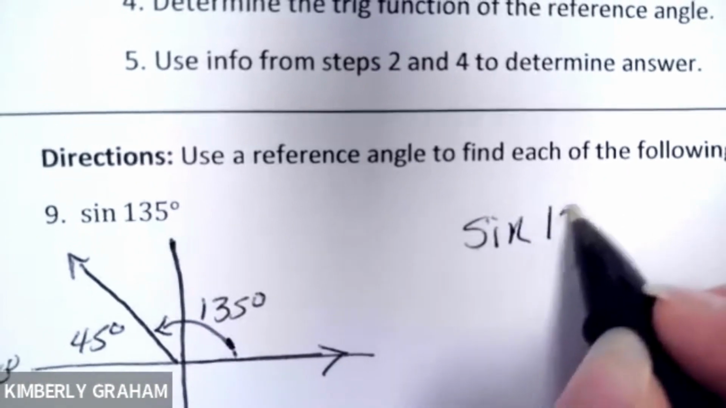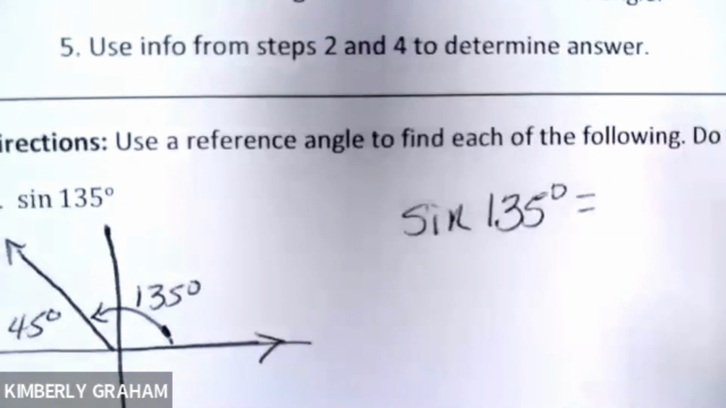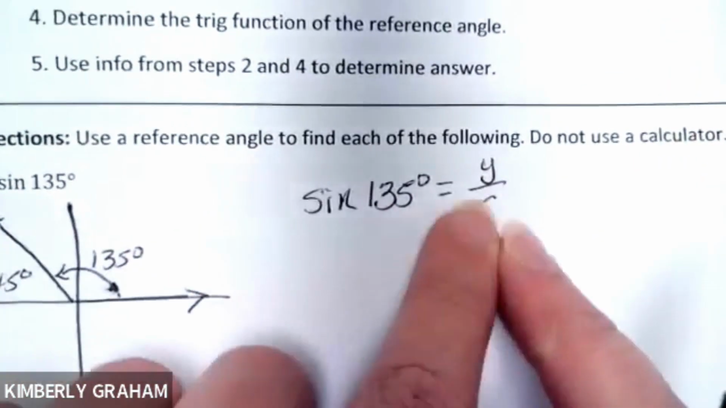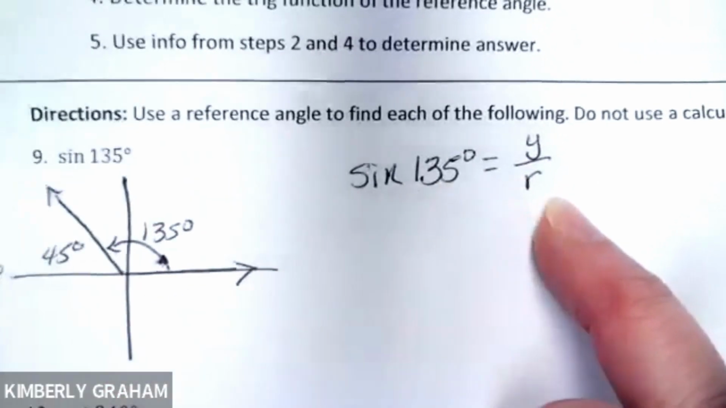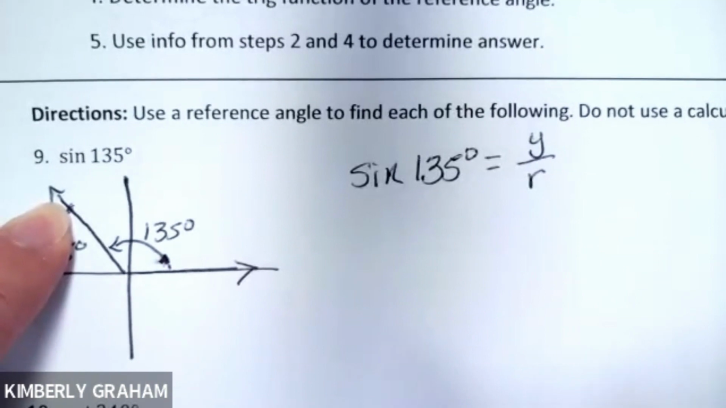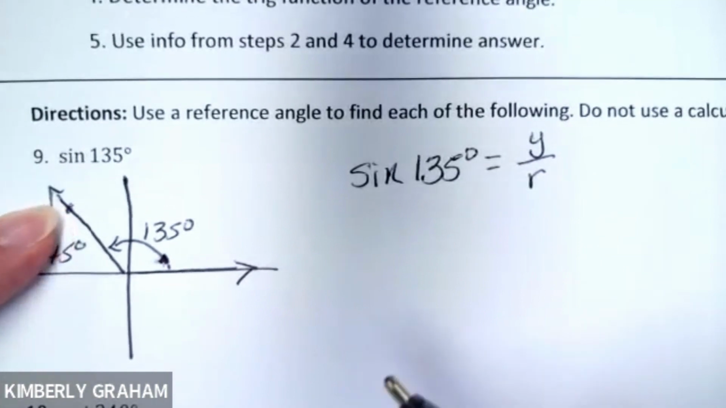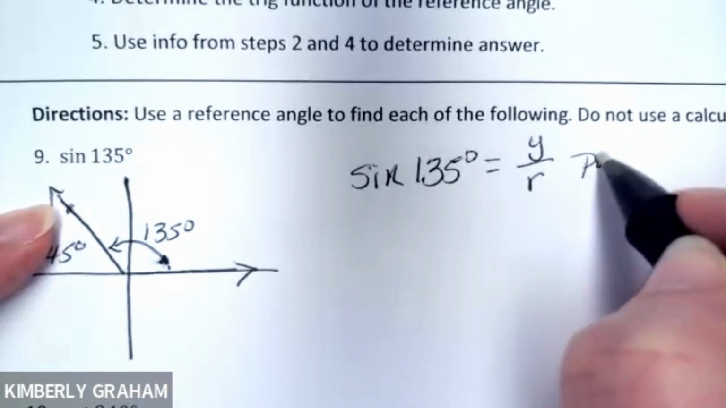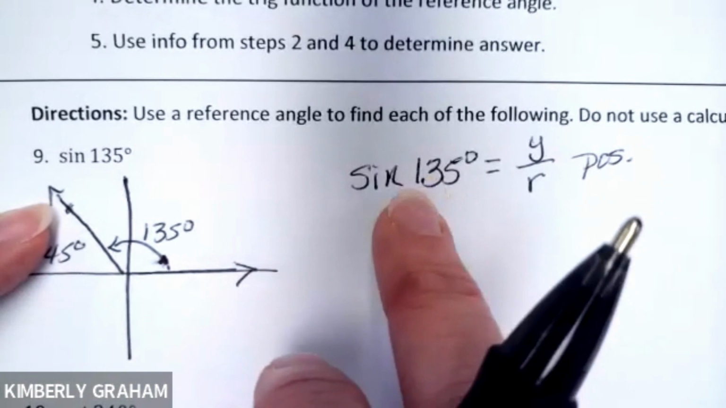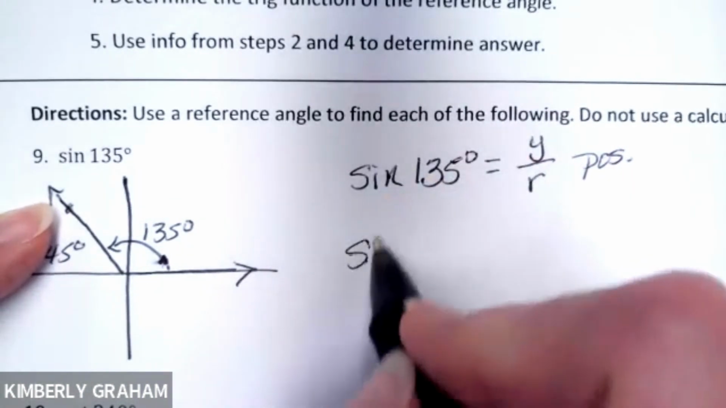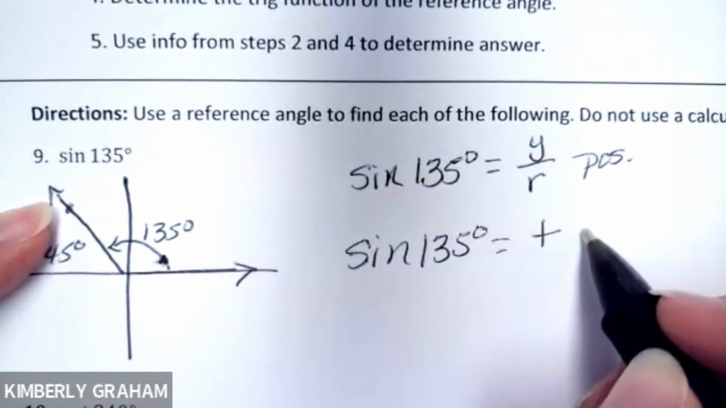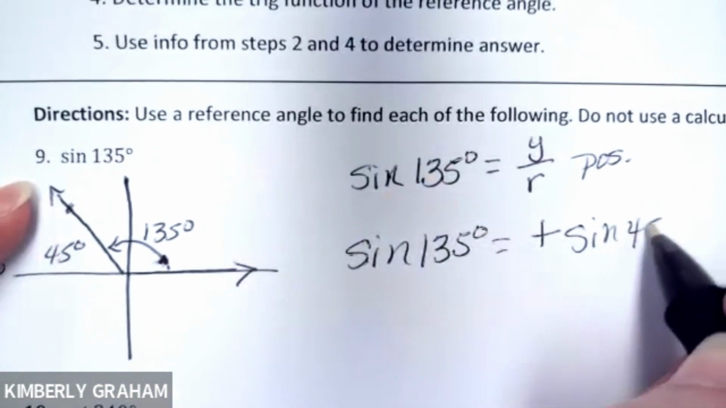Sine of 135. I'm going to go back to my circular definitions again. Y over R. I know that R is always positive. And if I find some point over here on this line, my Y value is going to be positive, right? This whole thing here is positive. So this sine value of 135 is going to be the positive value of sine of 45.